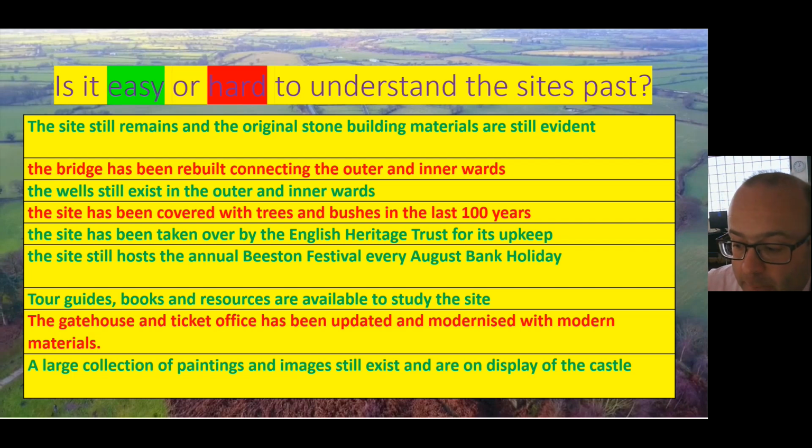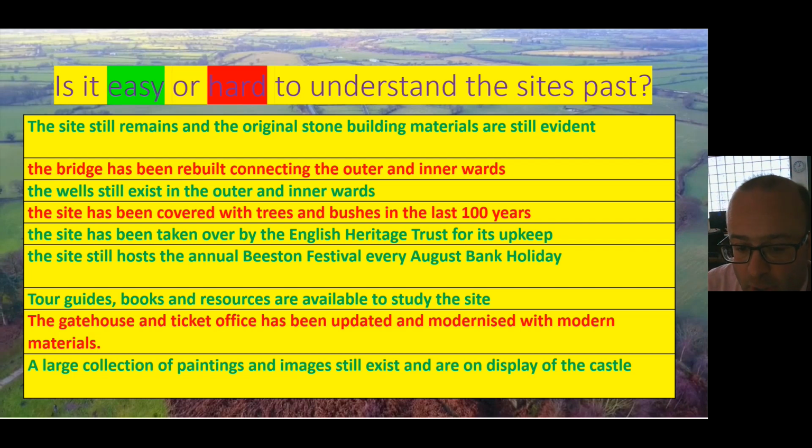The site is part of English Heritage, so there are books, there are tour guides, there are people teaching you about Beeston Castle when you visit. They're trying to very much help you understand the history of the castle. And there's lots of artwork and paintings on display in the castle and in museums and galleries showing you what the castle was like. So we have lots of evidence, physical and other, to show us what the castle was like in the past. But there are some challenges.